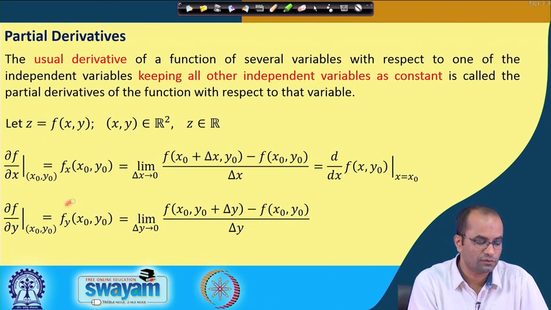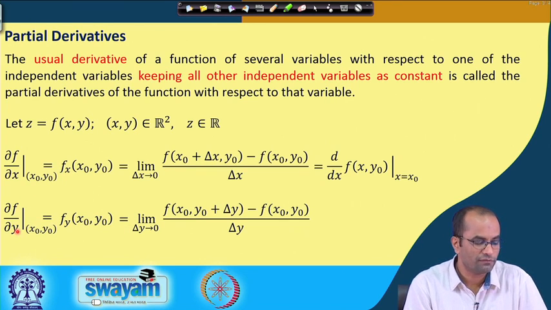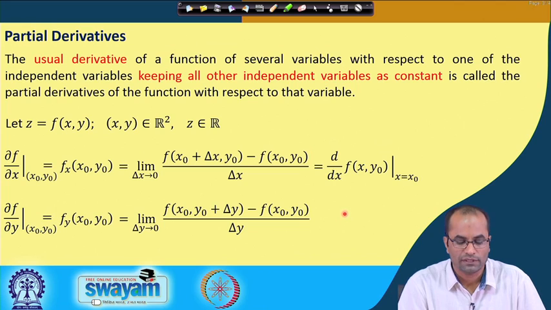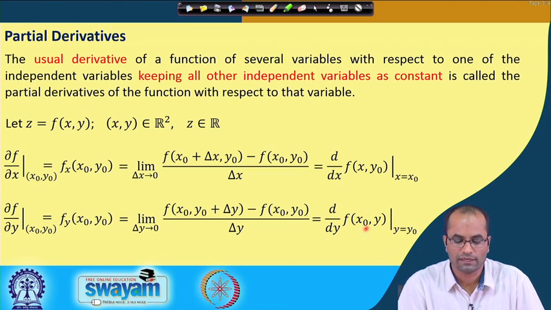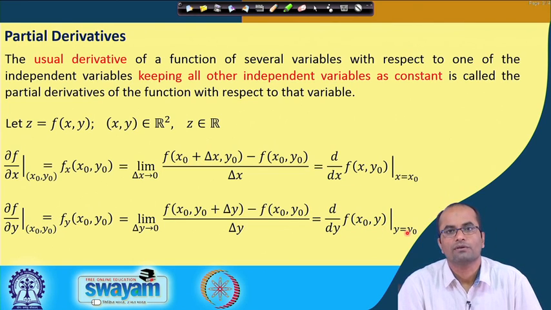This is the notation: f_y(x0, y0) or del f over del y at (x0, y0). And again we can also fix this x0, then we have this function as a function of one variable y, and then we can take this usual derivative with respect to y at y equal to y0 later on. So, this will be the partial derivative with respect to y at the point (x0, y0).